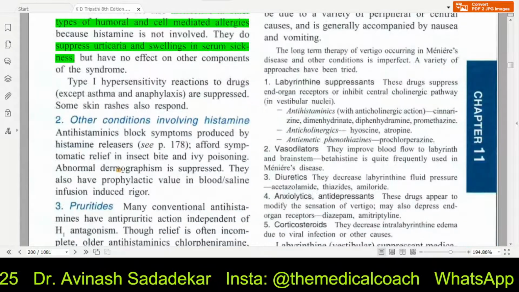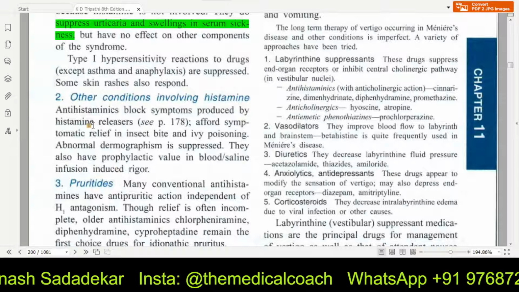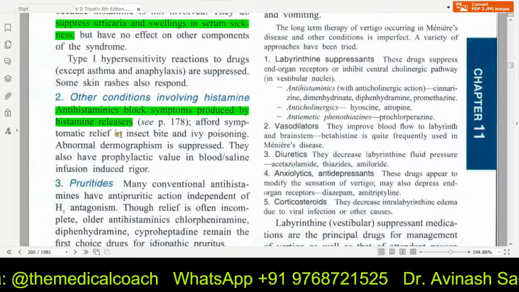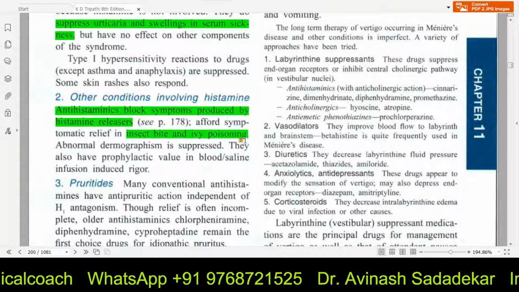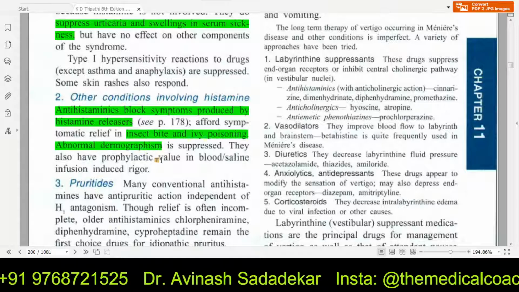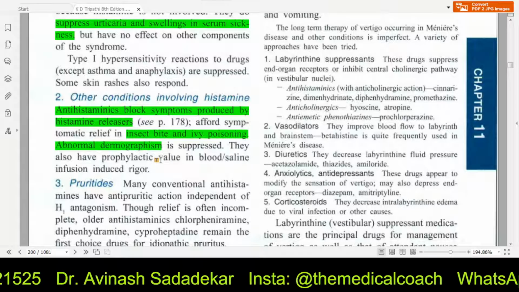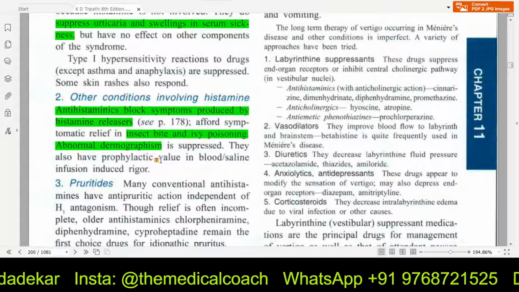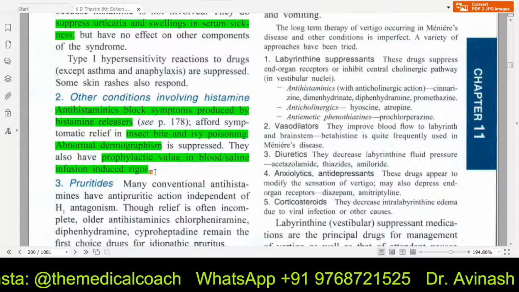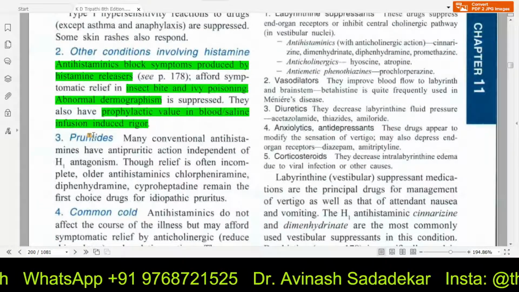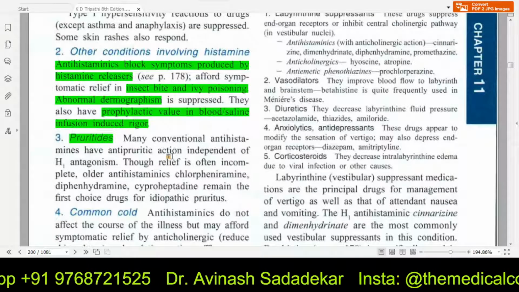Now there are some conditions which involve histamine and antihistaminics might help us. For example, symptomatic relief from insect bite or ivy poisoning. That works. Abnormal dermographism, it is suppressed. Even when we give insulin or blood, and that sometimes causes rigors, it can stop those. So prophylactically you can give it before you transfuse blood or saline. All types of itchiness, pruritus.